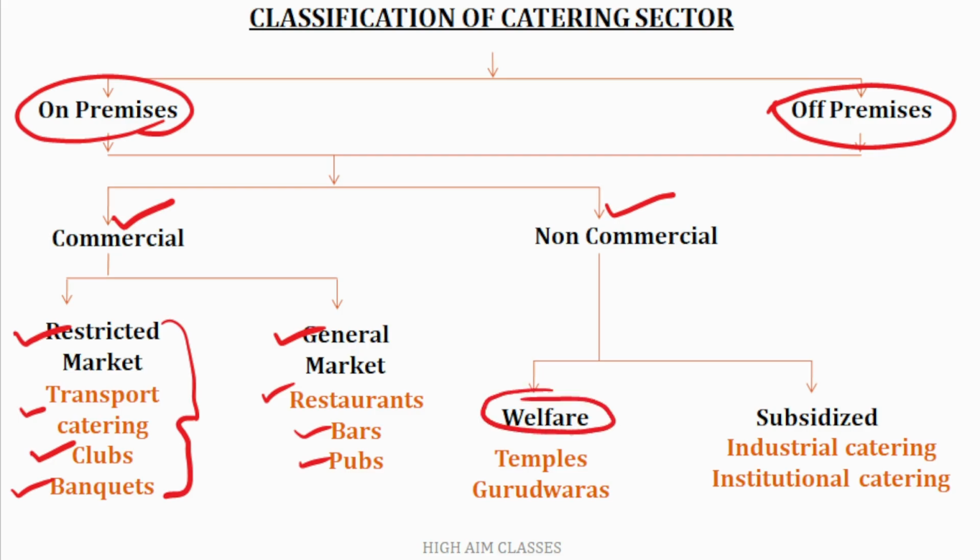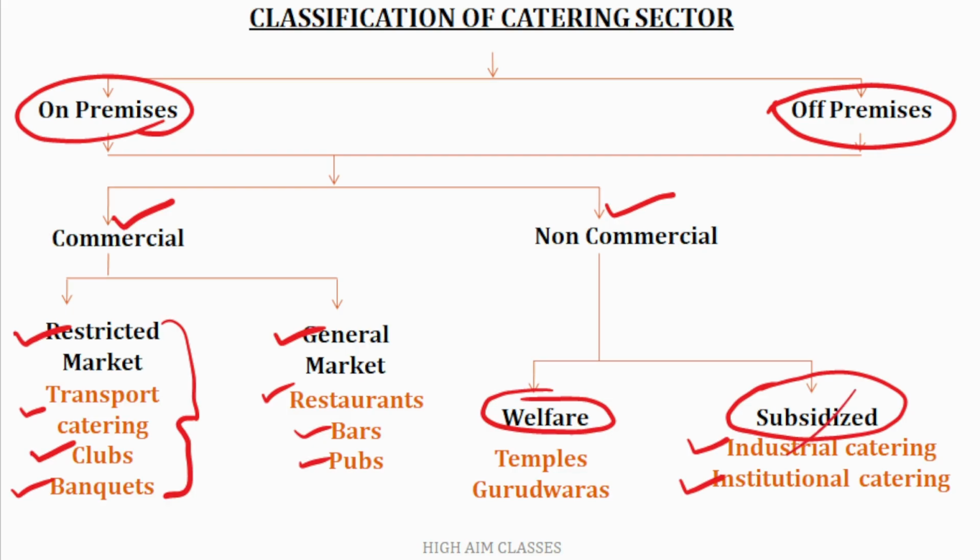And non-commercial, as we had discussed, one is welfare, which is totally free, not charging anything, just for welfare purposes. And there might be a non-commercial which is subsidized, so they will charge some amount, maybe cost price, whatever they have spent in preparing food, but not for money making. Like industrial catering for industry people, for workers, and institutional catering we will discuss in coming slides. So this is the classification of catering.